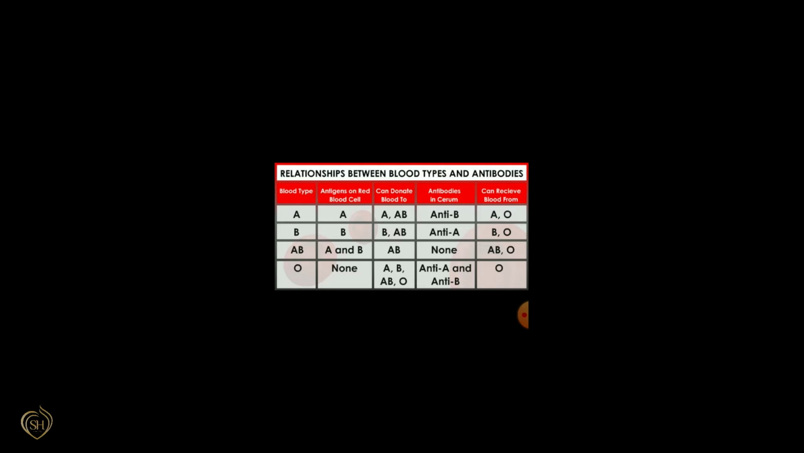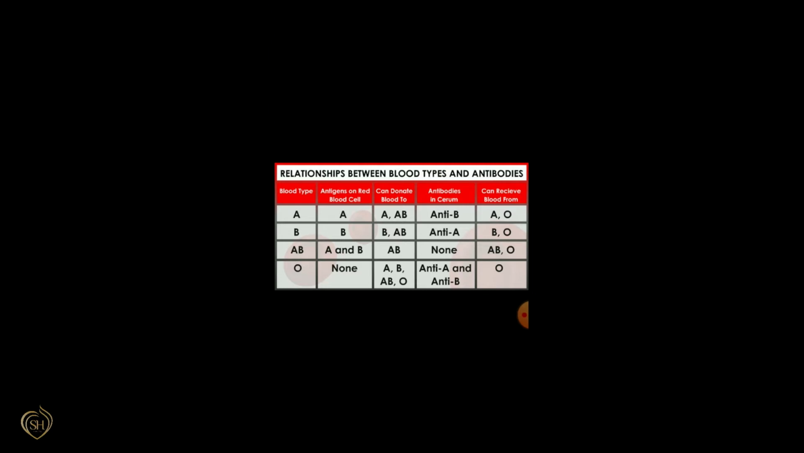A group can donate blood to the same group A and to AB, because AB is the universal recipient. Then B group donates blood to B and also to AB. What about AB? AB group can donate blood to only AB group. And O group can donate blood to A, B, AB and O.